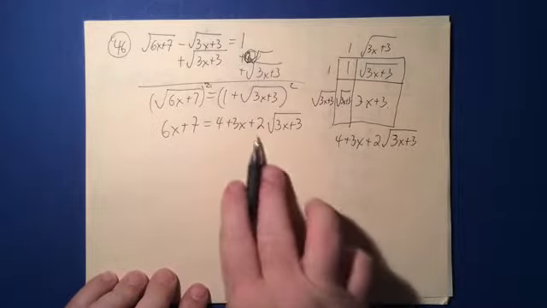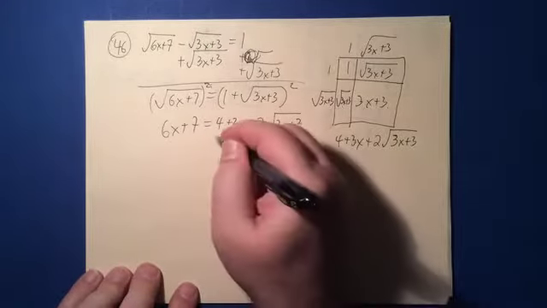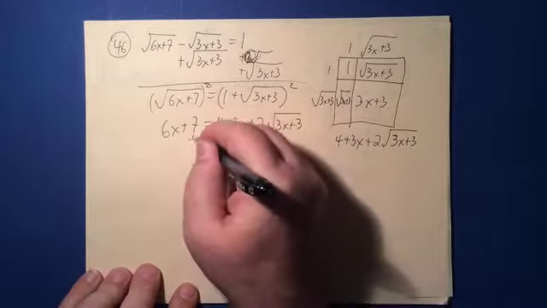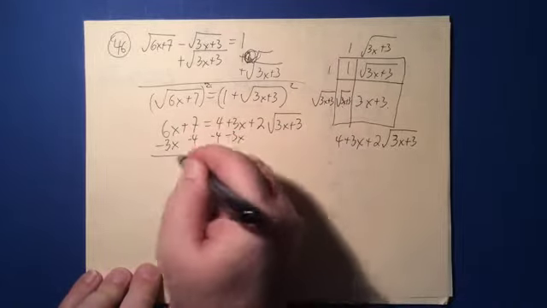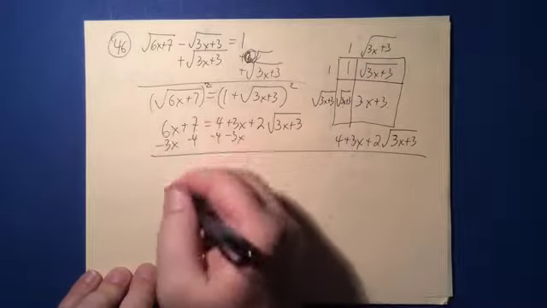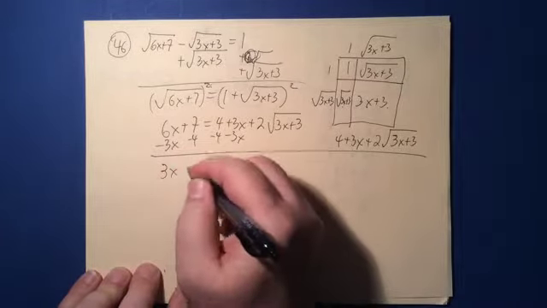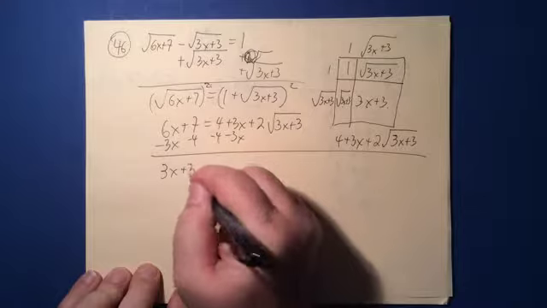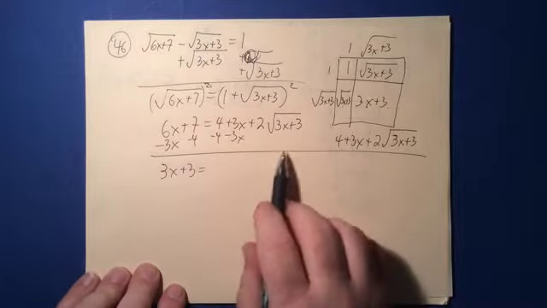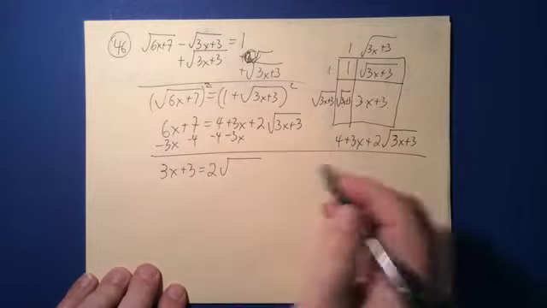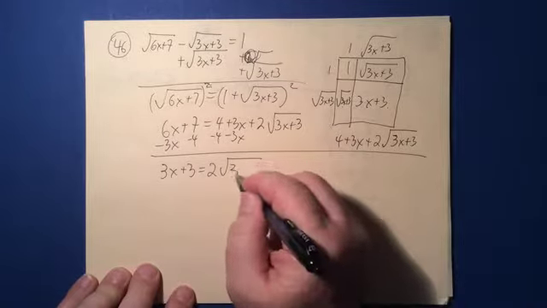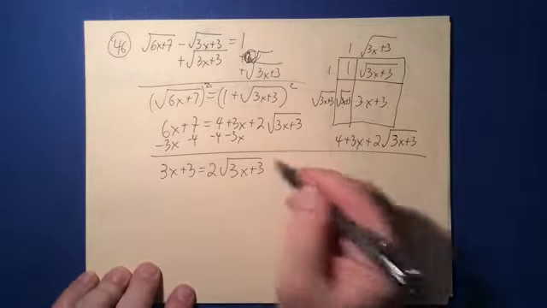Well, again, we're going to try to get the radical by itself. So I'm going to subtract 4, subtract 3x on both sides, and let's see what we get. This will be 3x plus 3 equals, oh, one can only help here, 2 times radical 3x plus 3.